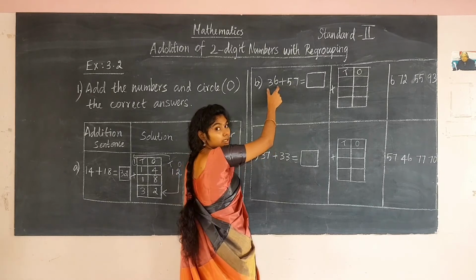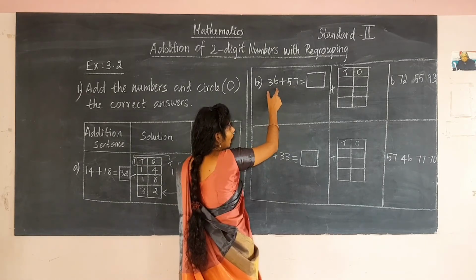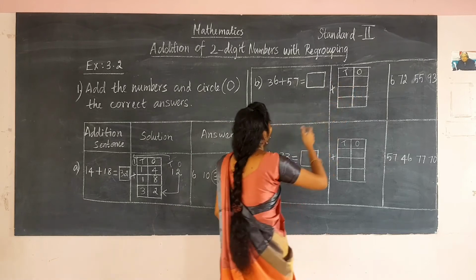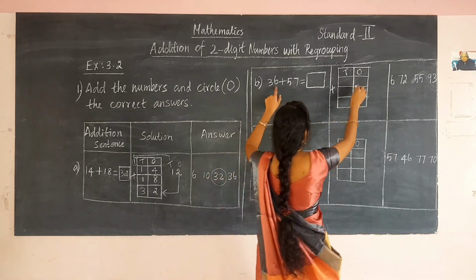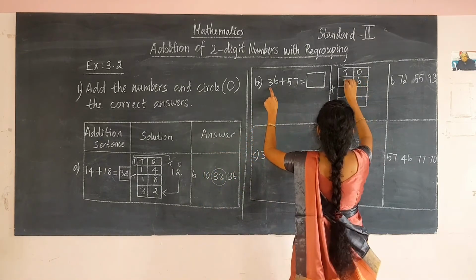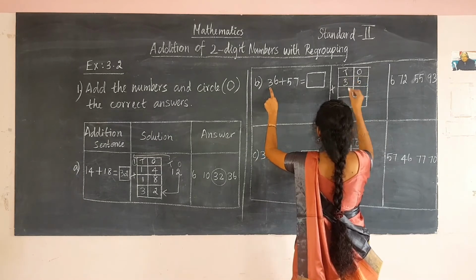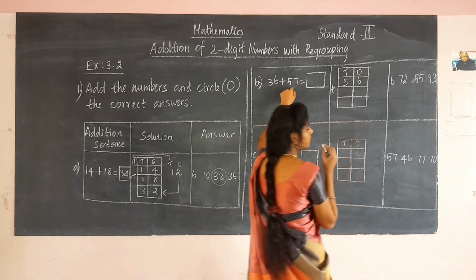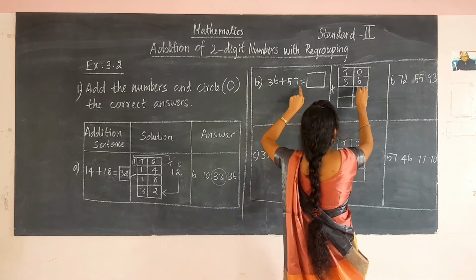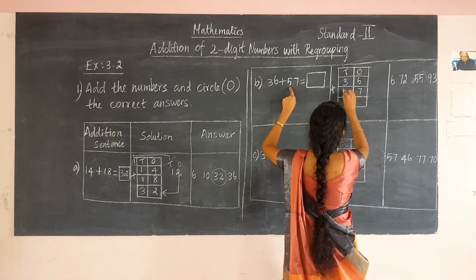First, give the places for each of the numbers. First number is 36, another number 57. So you have to place in the values. 6 in the ones place, 3 in the tens place. Then the number is 57. 7 in the ones place, 5 in the tens place.